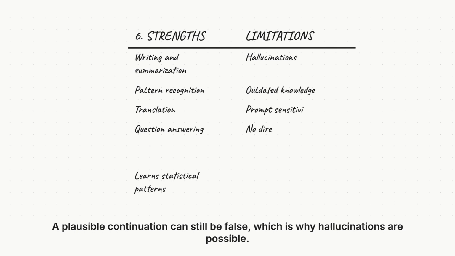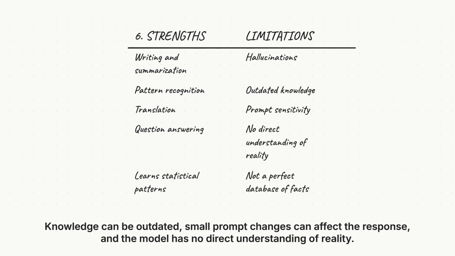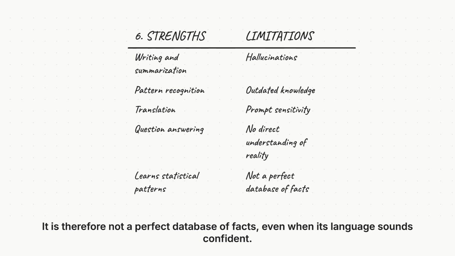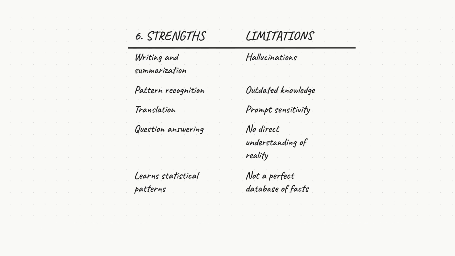A plausible continuation can still be false, which is why hallucinations are possible. Knowledge can be outdated, small prompt changes can affect the response, and the model has no direct understanding of reality. It is therefore not a perfect database of facts, even when its language sounds confident.